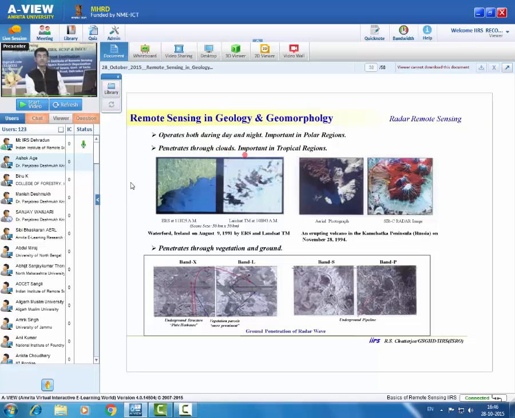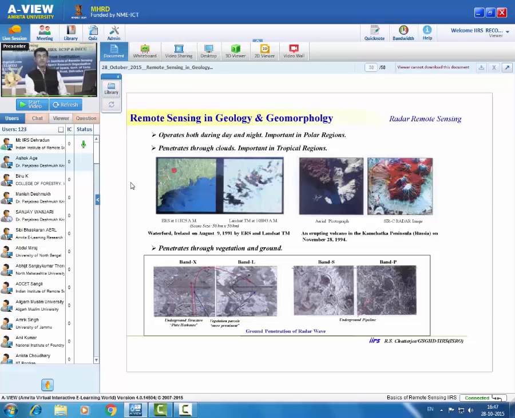It also penetrates through cloud. So cloud is not a problem. Smoke is not a problem. Like here, with volcano smoke you cannot see anything if you use optical remote sensing. But if you use radar remote sensing, you can see very clearly. Like here, if you see the optical remote sensing Landsat TM data, because of cloud cover, you cannot see anything.